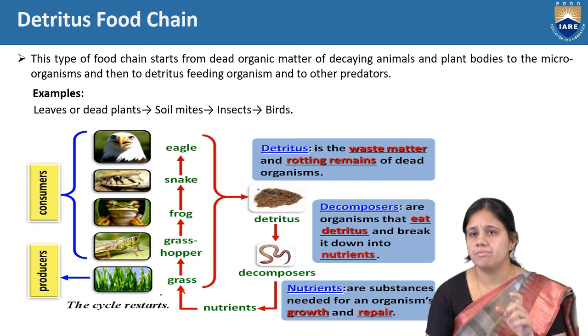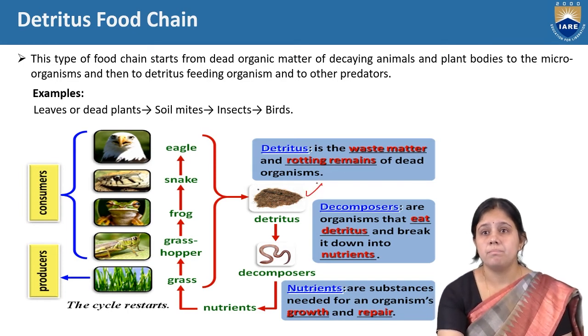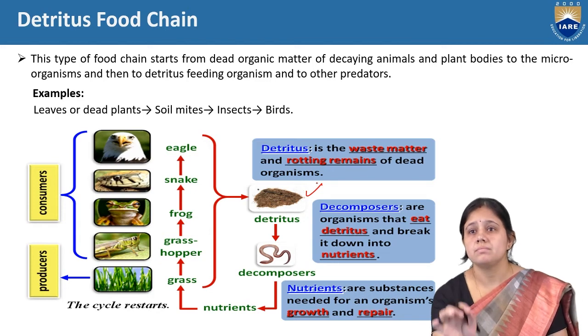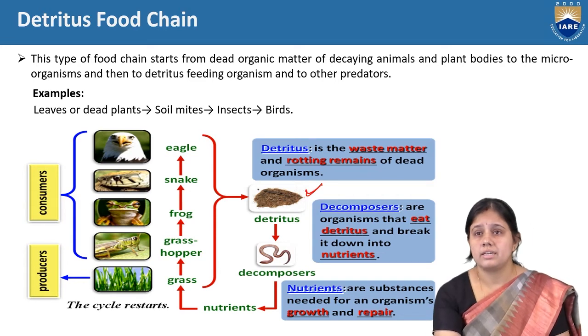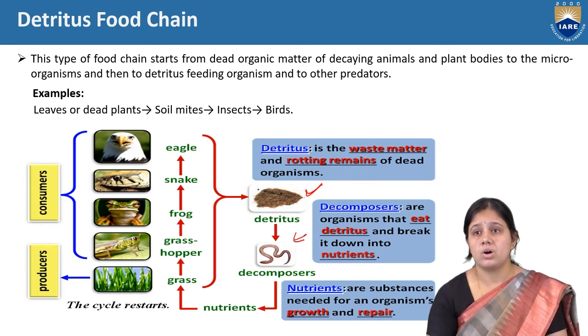So, detritus is a waste material. See, in the picture, you can see that detritus is a waste material and a rotting remnant of a dead organism. That waste material of an organism is called detritus. And then decomposers are there. Decomposers are the organisms that eat detritus and break it down into nutrients.